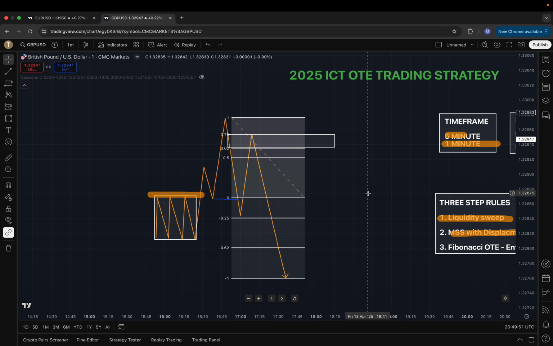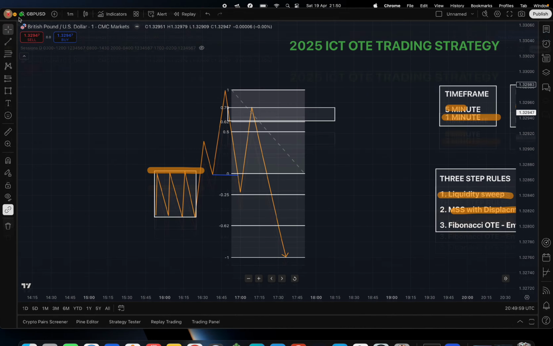Now that you've got a good understanding of the OTE trading strategy, I'm going to be moving over to the example on EURUSD. But just before I do, I just want to go over something.